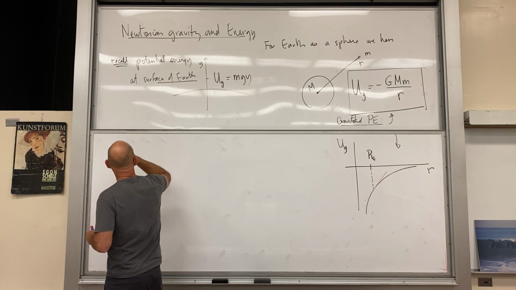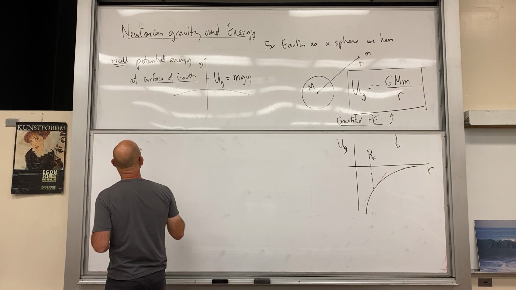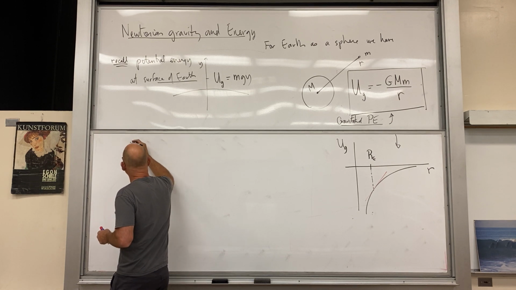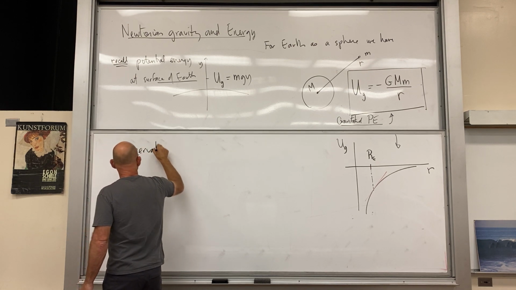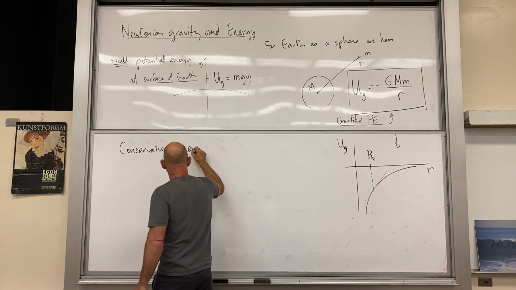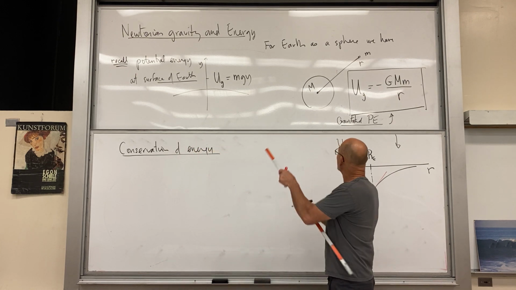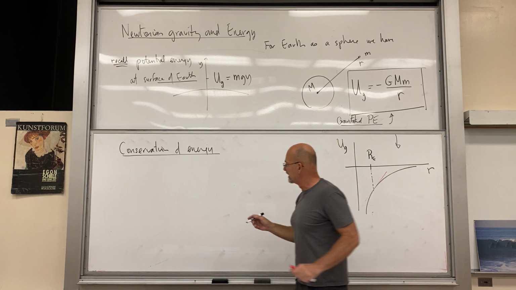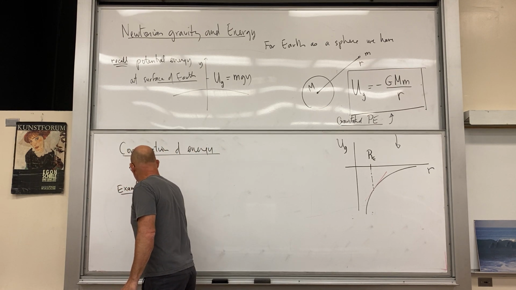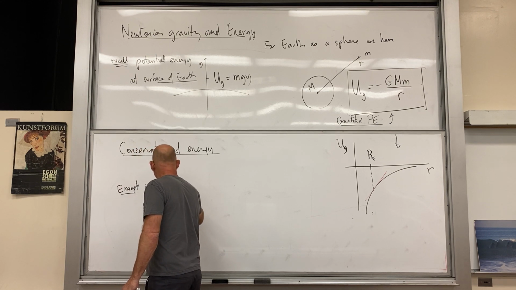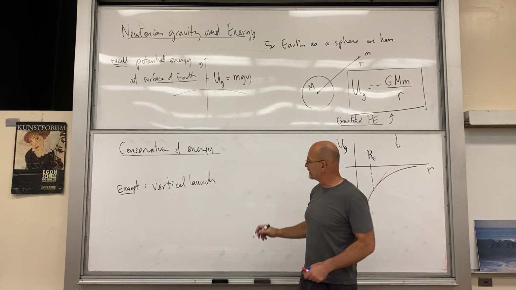So this we'll call gravitational potential energy and escape speed. Now we're just going to call this conservation of energy. Now we have an expression for potential energy, so we can do conservation of energy in the following situation. Example of vertical launch. Okay, we like doing the vertical throw. Now we're doing a vertical launch, say some kind of rocket.